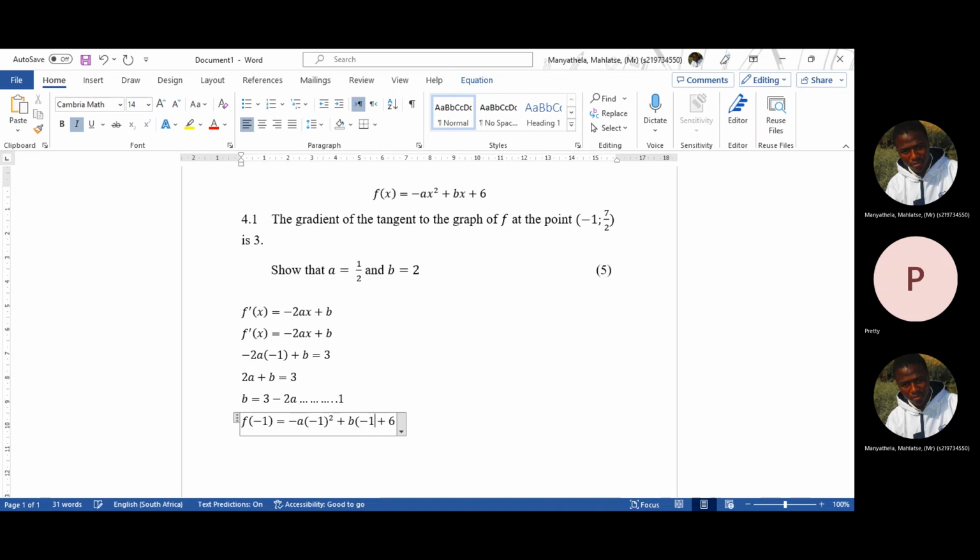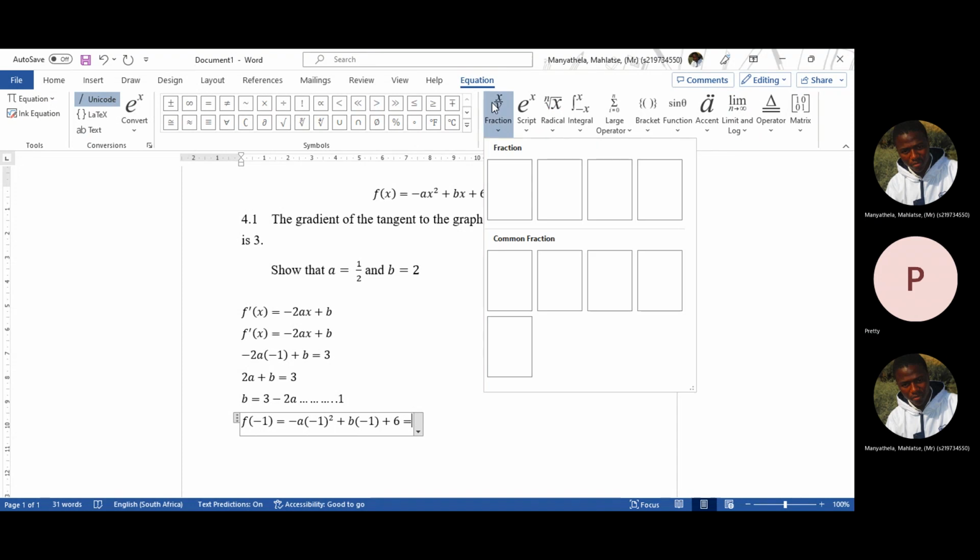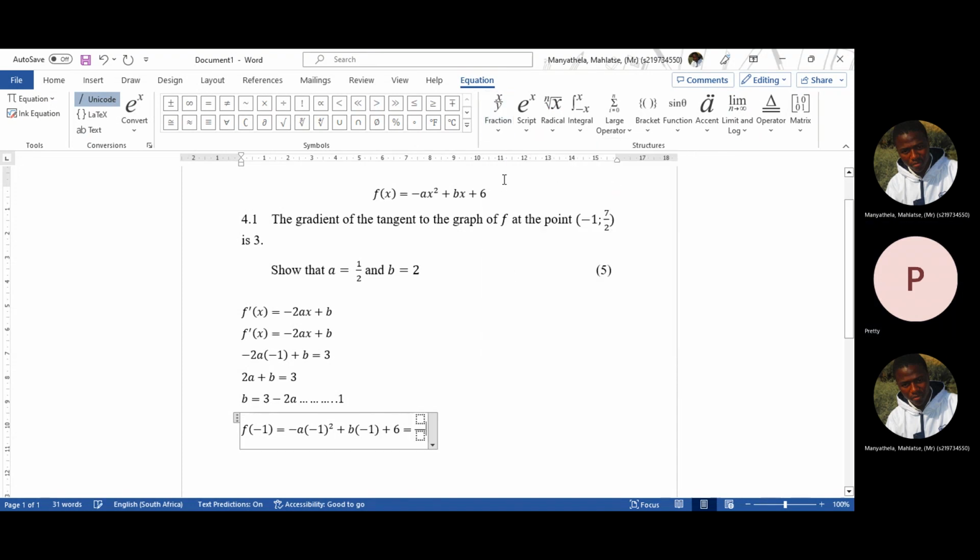So -1 plus 6, and then we were told that this whole thing is equal to 7/2. The value of y is 7/2. I got one. The gradient of the tangent to the graph of f at the point (-1, 7/2) is 3, meaning that when x equals -1, the value of y is 7/2.